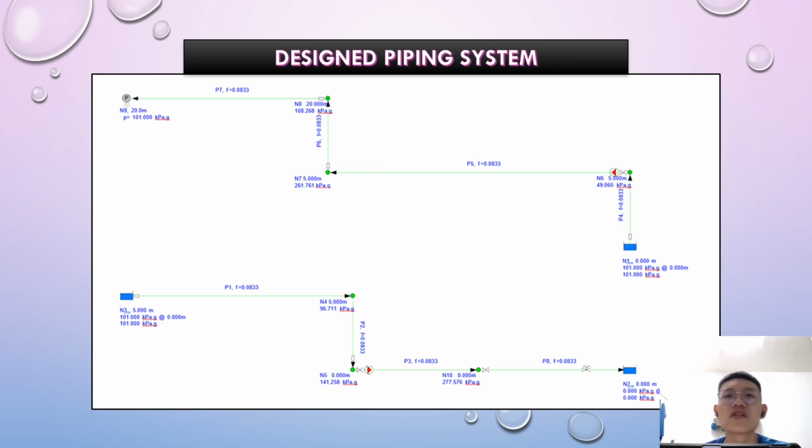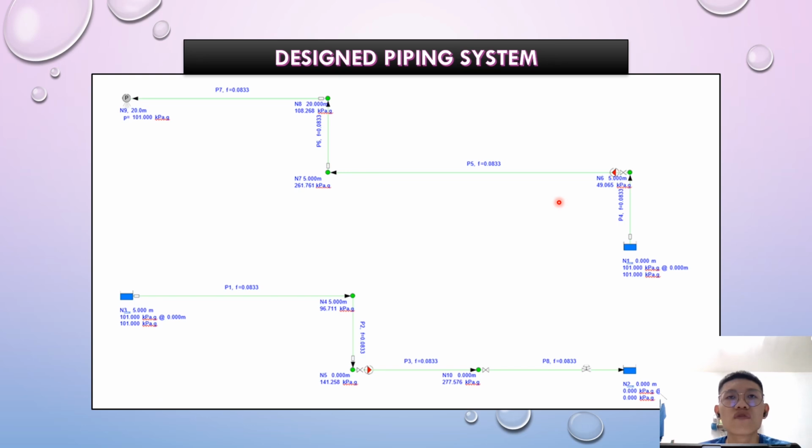So we can see that the blue colored one is the tank. This one is the pressure pump. This one is the pump. The red arrow is the pump. Then the green colored one is the pipe. This one is the valve. There are three valves. Then this one is the condenser exit and condenser entrance.